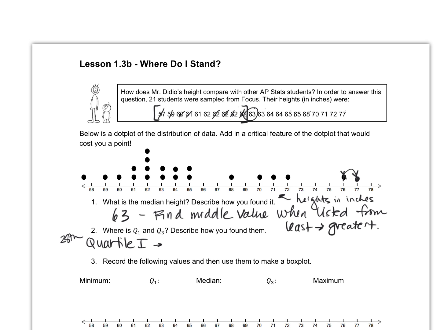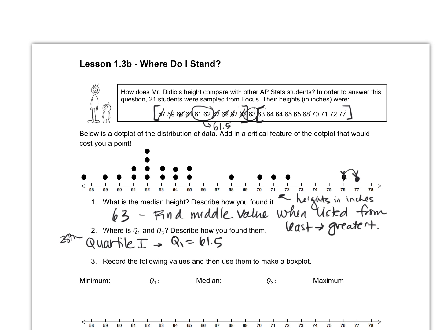Add them up, divide by 2. So what is 61 and 62 going to average? 61.5. He was getting there. He was just mathing out loud, it's okay. Okay, so Q1 is 61.5. Is that okay?